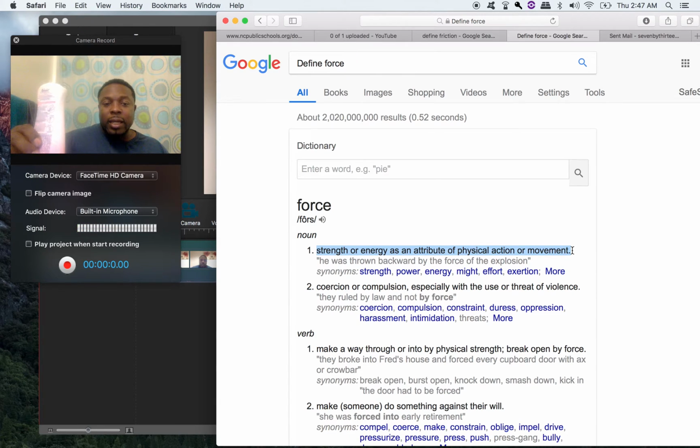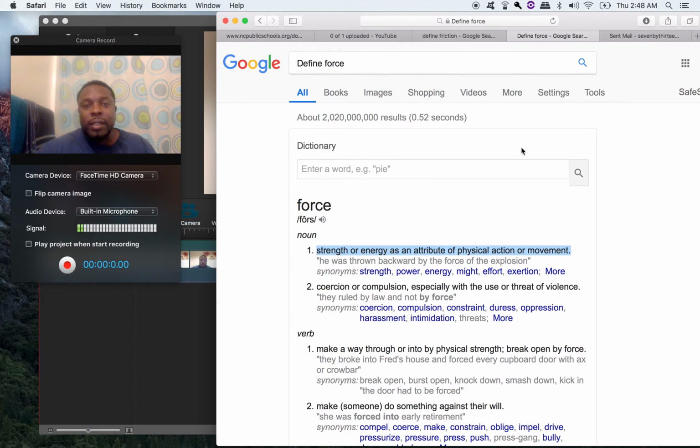Okay, you got that? Now, how much force I need depends on the mass or the weight of it. So this bottle is not very heavy. So as you can see, I can take my thumb and my middle finger and pick it up and move it. So it doesn't take a lot of force. Okay, versus if Daddy was having to push the van, it would take a lot more force to push the van. So that's force. The strength or energy as an attribute of physical action or movement. Okay? So that's the definition of force.